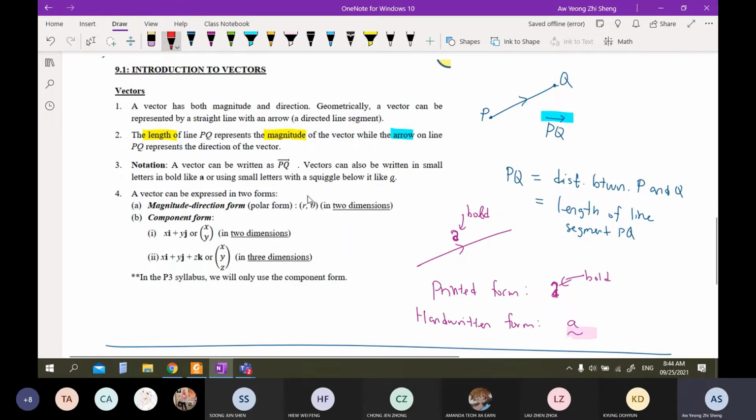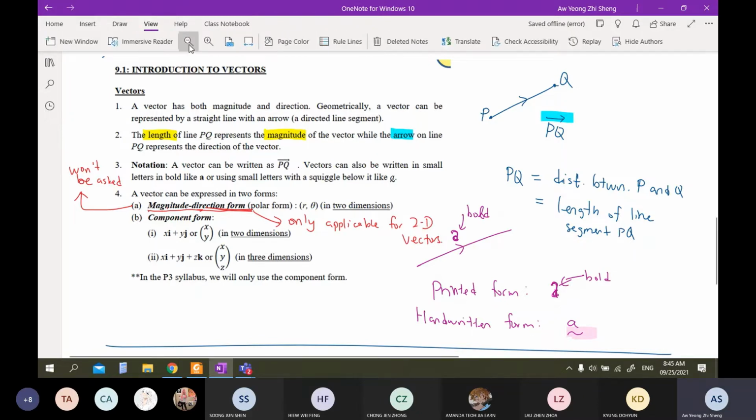Okay. Right, point number four, a vector can be expressed in two forms. We have magnitude direction form and component form. Magnitude direction form won't be asked in the exam. So we actually can ignore it. Just in case you are wondering what is magnitude direction form, it's only applicable for two-dimensional vectors.